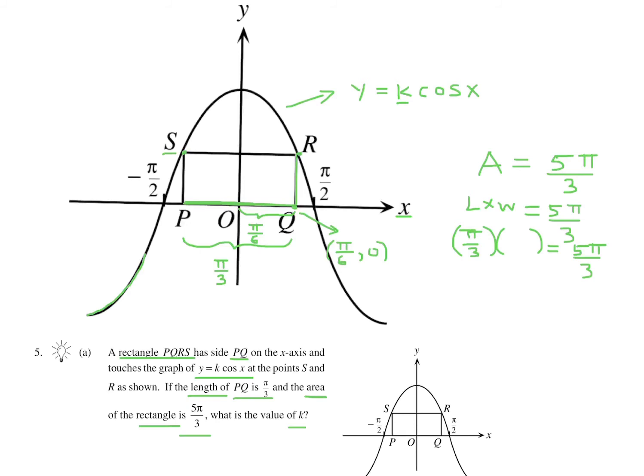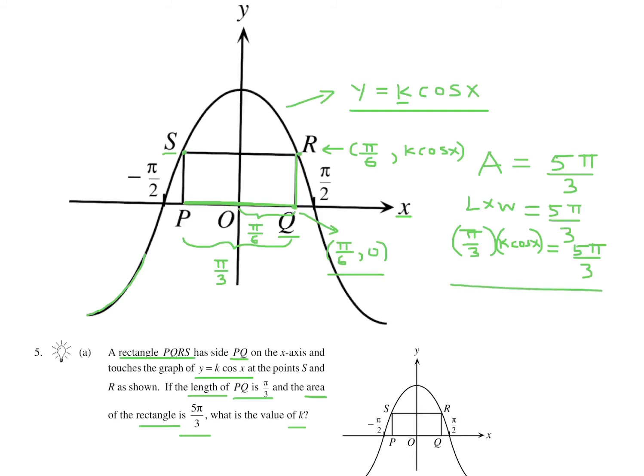Well, do we know that? I believe we do, because if Q is (pi over 6, 0), then that x-coordinate also belongs up here. That will also be pi over 6. But we don't know the y-coordinate. But we do know that R is on that graph. So the y-coordinate is of the form k cos x. I hope that makes sense. Just labeling this now, so I've got to put that in here, k cos x.